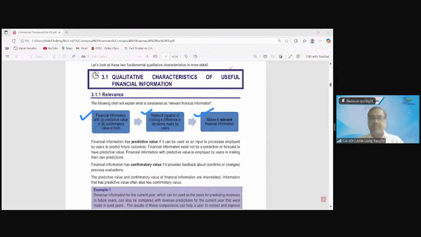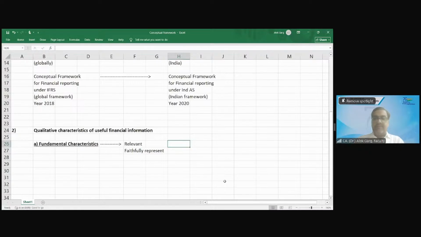Number one, for making a financial information relevant, that information needs to be material. That information should provide the predictive value, and the information should provide the confirmatory value.